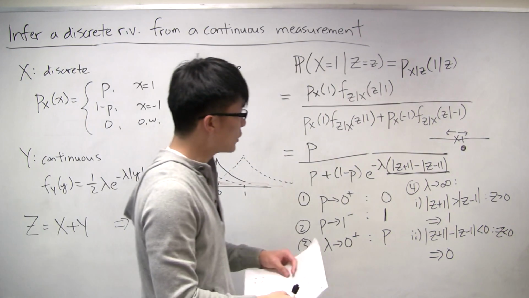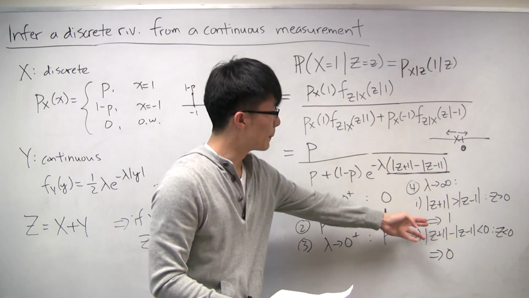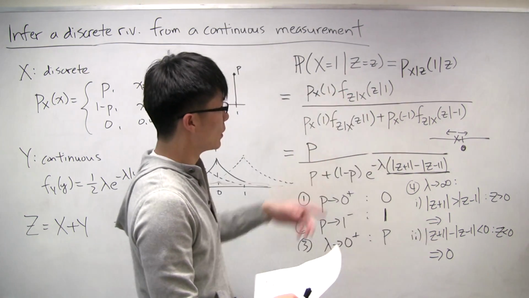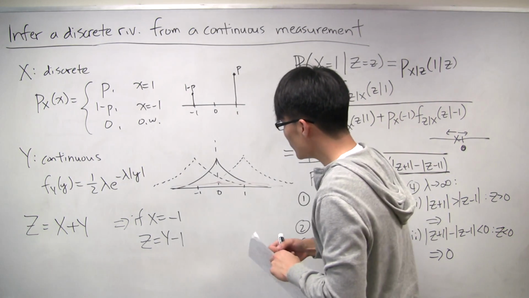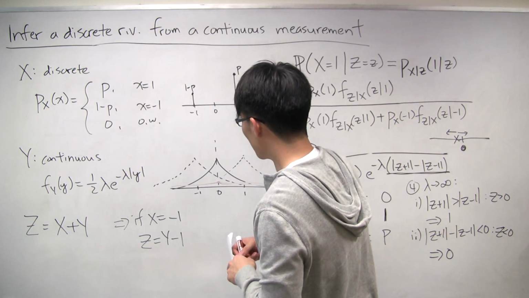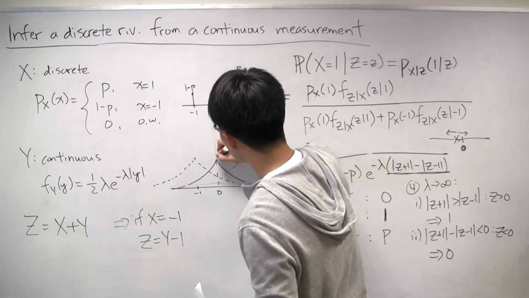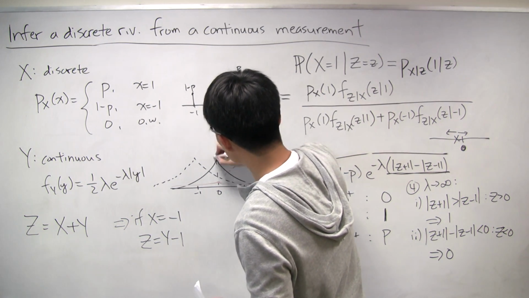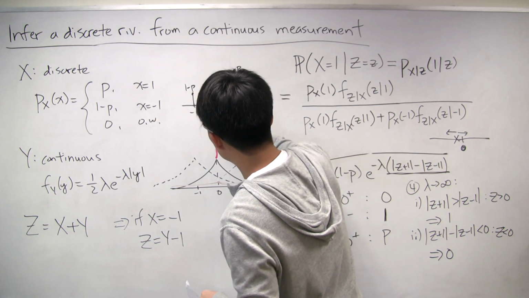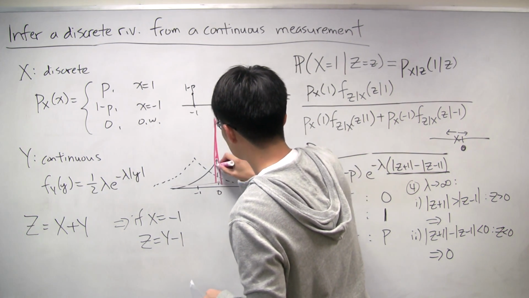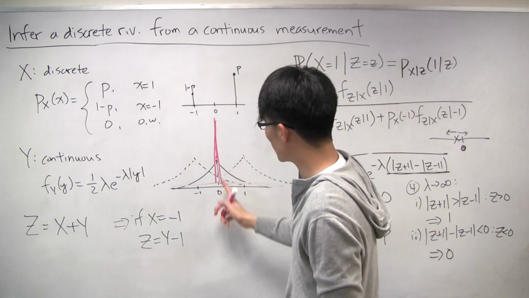So what this tells you is that if z is positive, then this probability is equal to 1. And if z is negative, this probability is equal to 0. Now, why does that make sense? Well, it's because when lambda goes to infinity, you pull this all the way up really, really far, and it drops off really quickly. And so when you take the limit as lambda goes to infinity, effectively it just becomes a spike at 0.